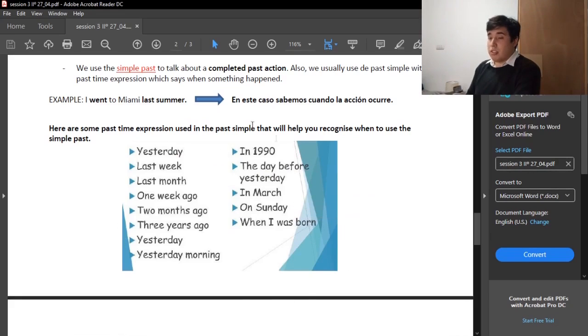So some time expressions: ayer, la semana pasada, el mes pasado, hace una semana, hace 2 meses, hace 3 años, ayer, sí, ayer en la mañana, en 1990, el día antes de ayer. En marzo, el día domingo o el domingo, cuando nací. You see, this tells us exactly when something happened. Esto nos dice exactamente cuándo algo pasó.